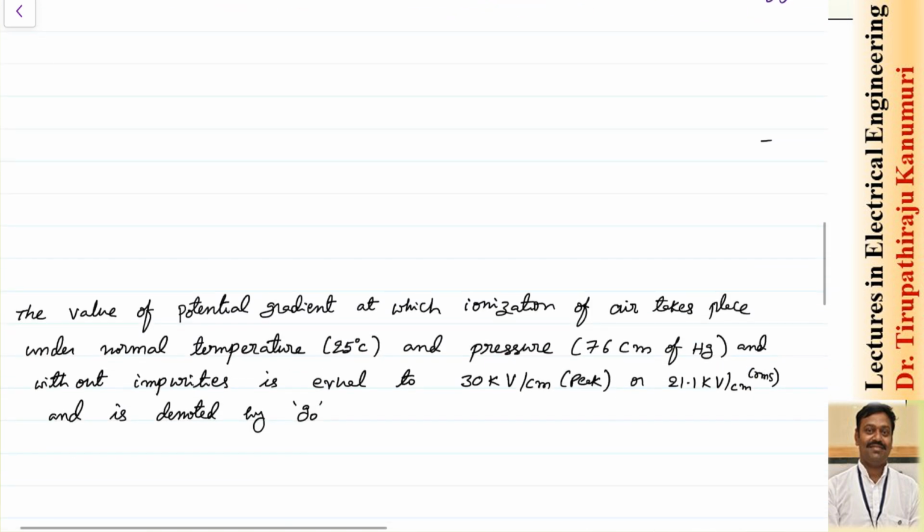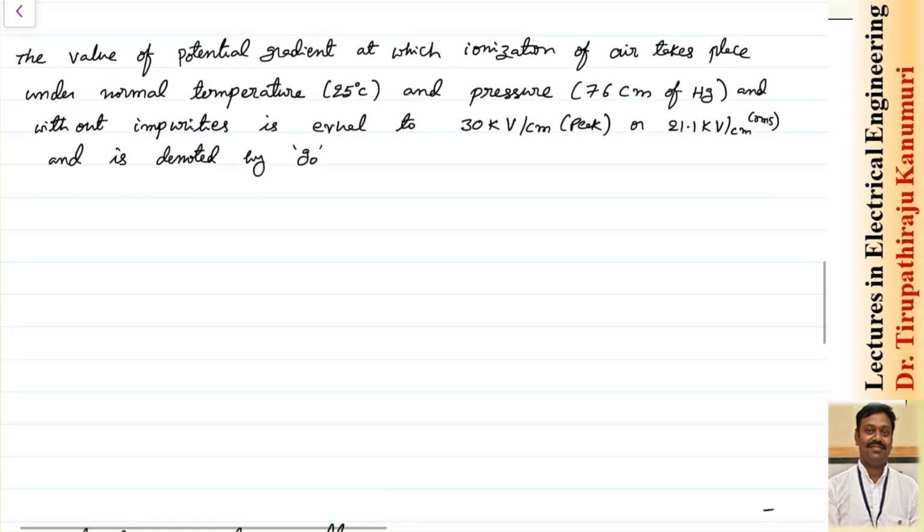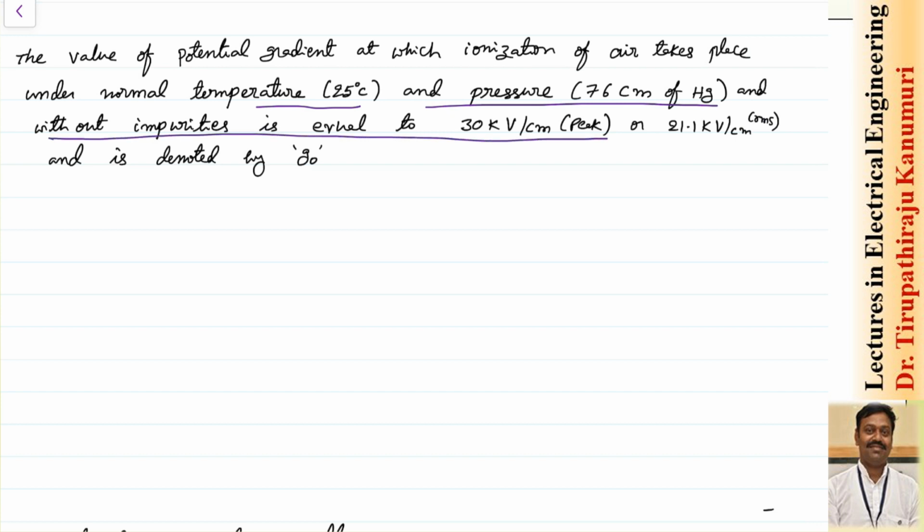Getting it? So the value of the potential gradient at which ionization of air takes place under normal temperature, generally 25 degrees centigrade, and a pressure of 76 centimeters of Hg, and without impurities, is generally equal to 30 kV per centimeter or 21.1 kV per centimeter RMS value, and this is denoted by the term G naught. So from this I can write that the voltage required to ionize the air, V dash, will be equal to r into G naught into ln of d by r, because whatever we have derived for V dash, there I have substituted this. So let us take it as equation number 6.